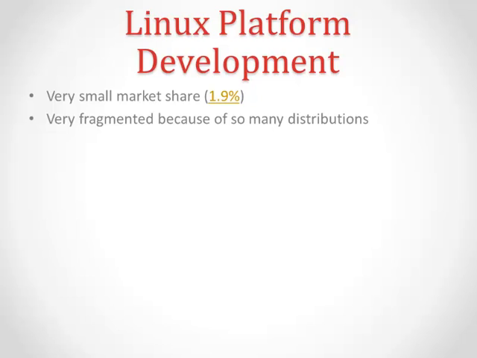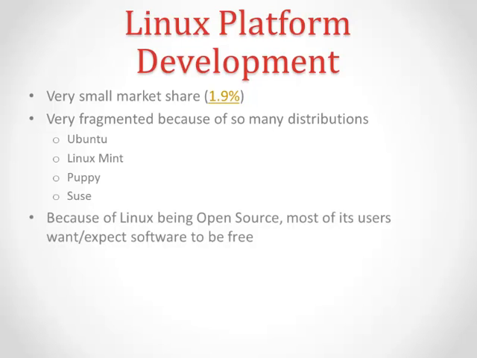The installation routines on each of the distributions are not always the same. And the popular ones are Ubuntu, Linux Mint, Puppy Linux, SUSE Linux, but there are literally hundreds of different distributions besides the ones I've listed here, and it's just a real pain to support all the different ways of installing software. And here's one of the big caveats. Because Linux is open source, most of its users think that any software you would put on it should be free. So that's kind of just a way that you may or may not make money trying to sell the software itself.